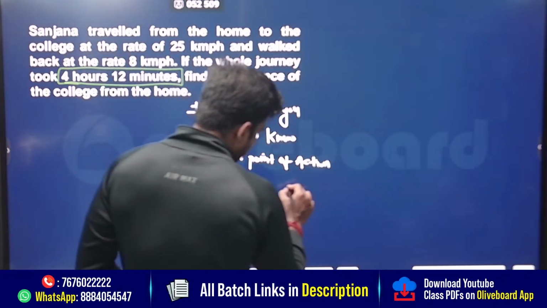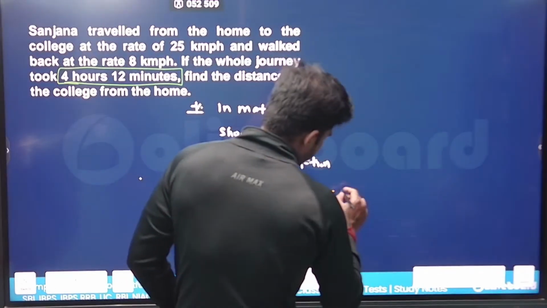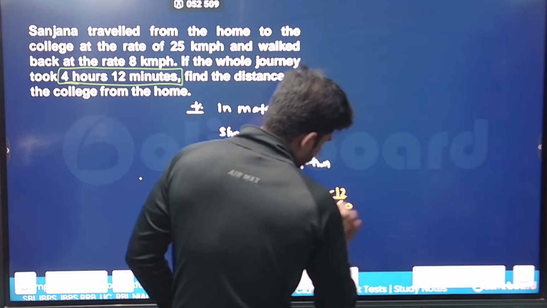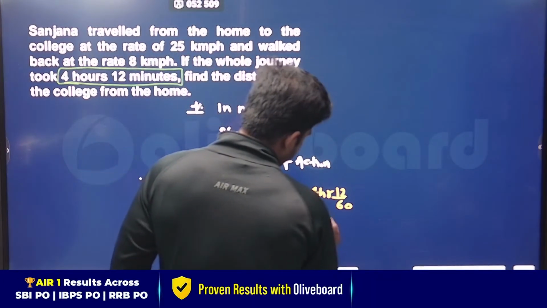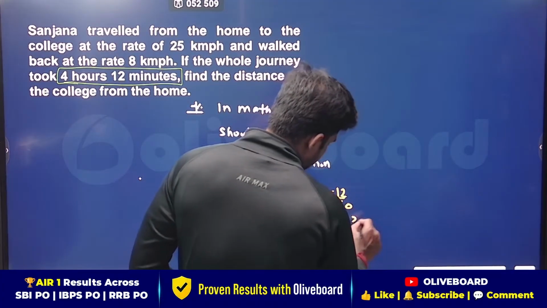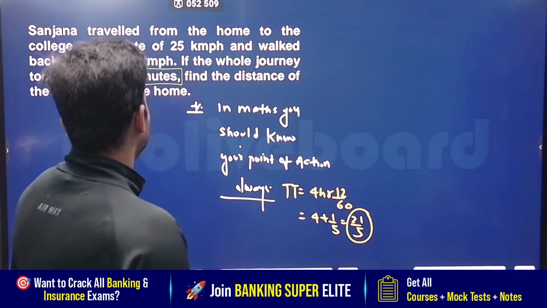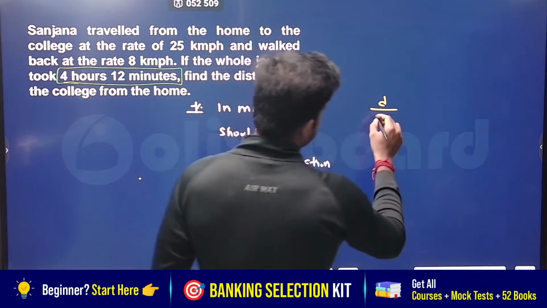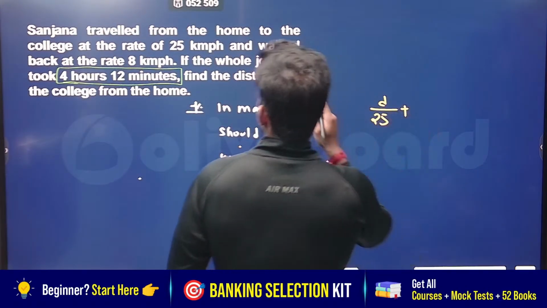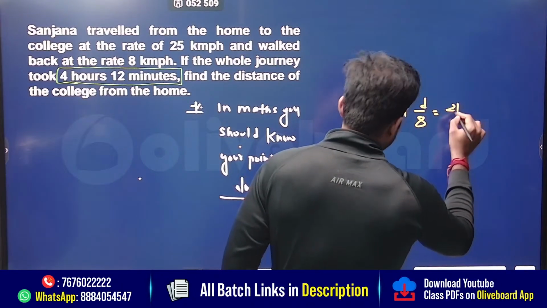Wherever you study, you should know this point of action. Now, total time: they have given 4 hours 12 minutes. Can I say 12 by 60, which is 1 by 5, correct? So this will be 4 plus 1 by 5, which is 21 by 5 total time. We'll solve the same way. Distance by speed 25, plus distance, because she walked back, distance by speed which is 8, equals 21 by 5.